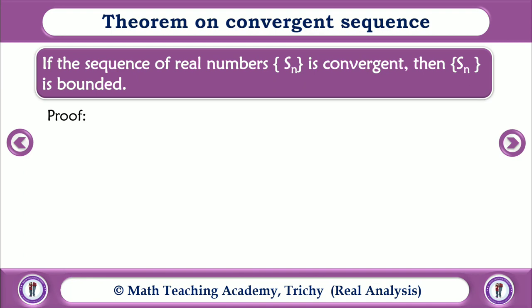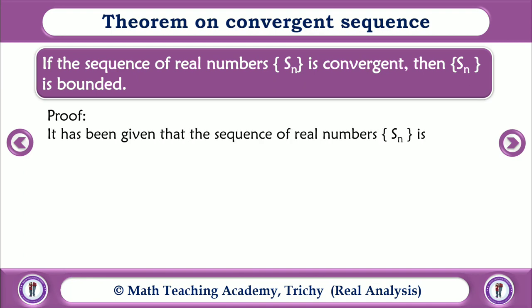To prove the theorem, first you must know what a convergent sequence is and what a bounded sequence is, and only then can you prove this statement. Here it has been given that the sequence of real numbers Sn is a convergent sequence. A sequence is said to be convergent if the sequence Sn has a limit L. Since Sn is convergent, we take the limit as n tends to infinity of Sn equal to L.